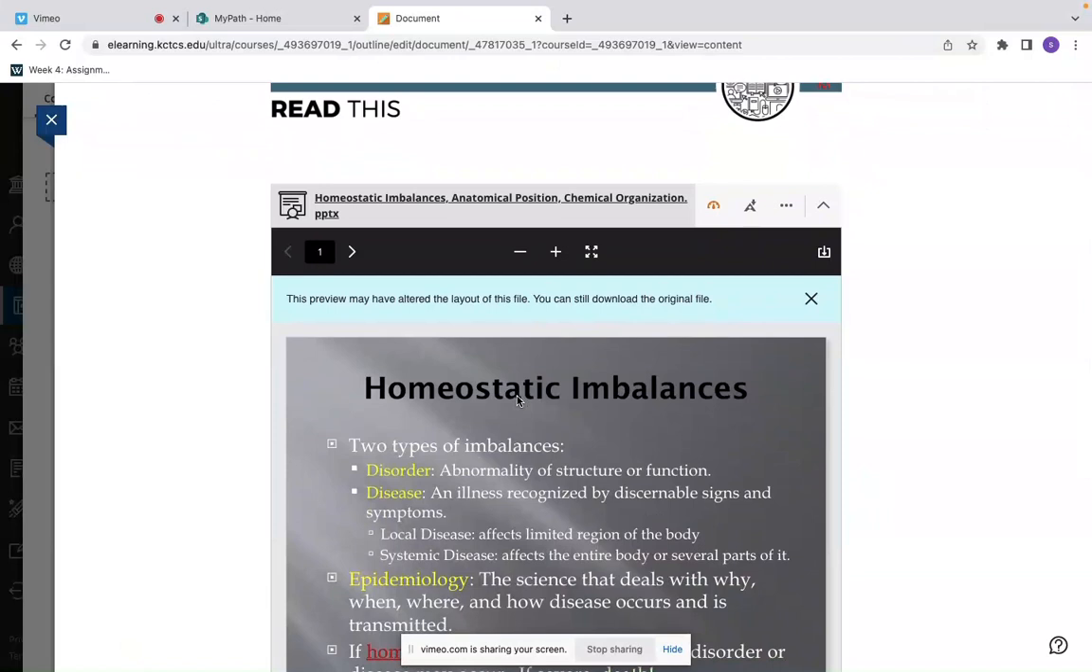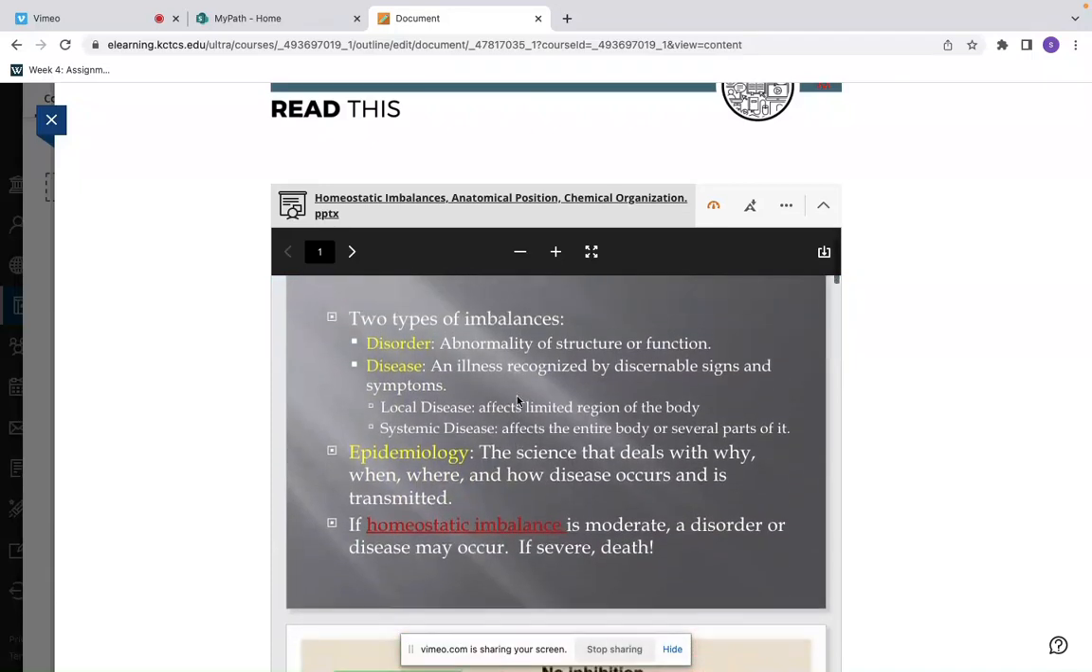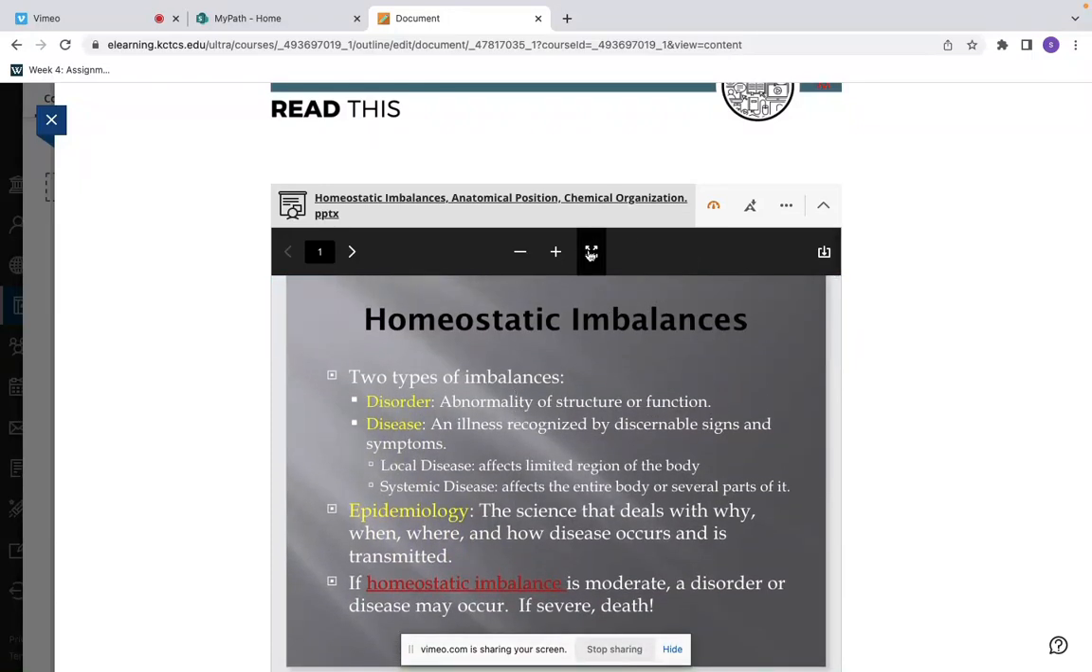We are going to go over homeostatic imbalances and talk about anatomical positions. That's primarily the biggest thing that I want you to take from the lecture: knowing anatomical position. So we're first going to talk about what is an imbalance, right?